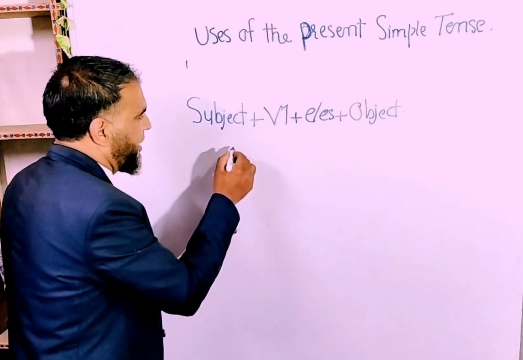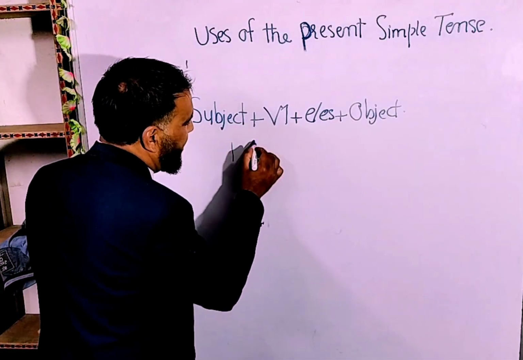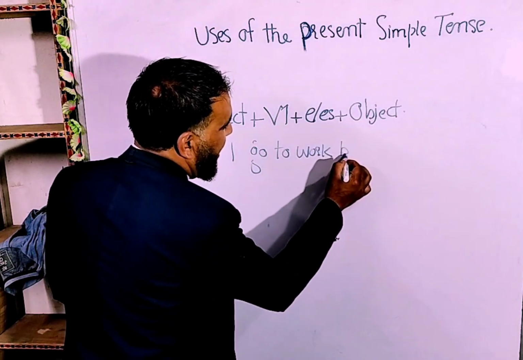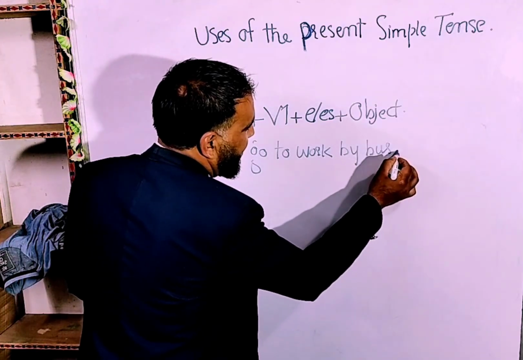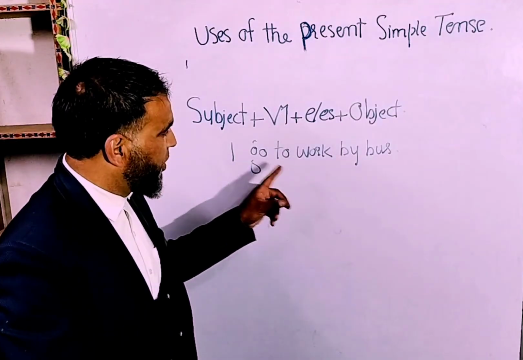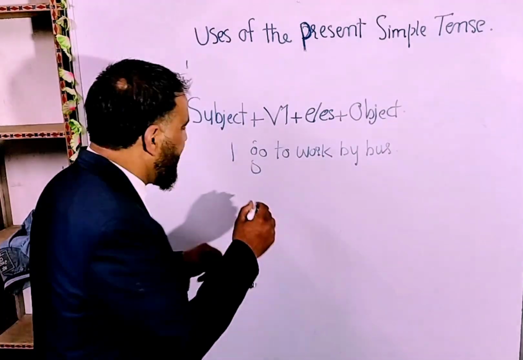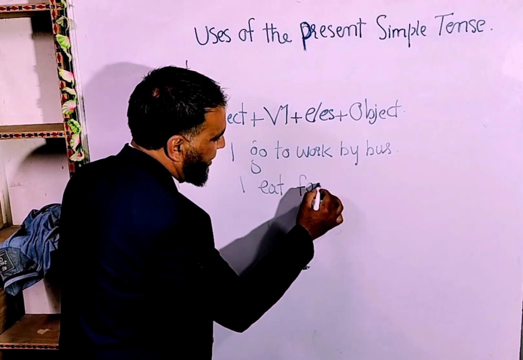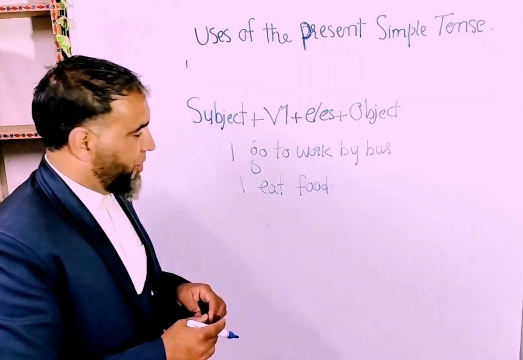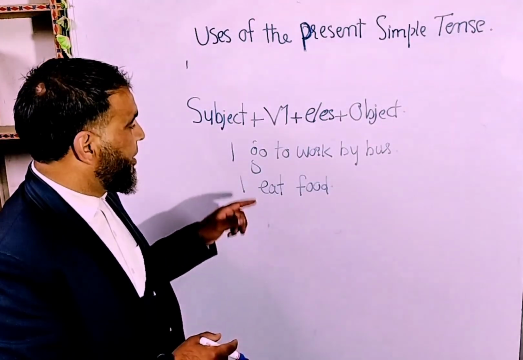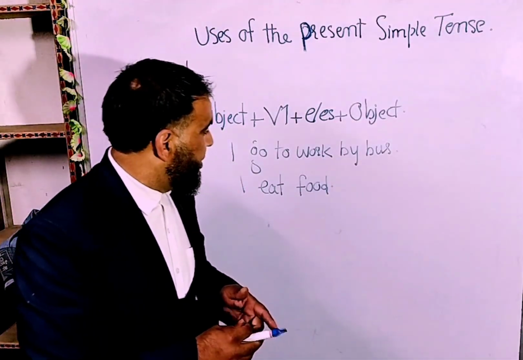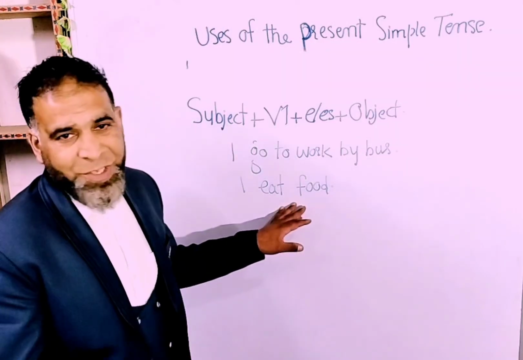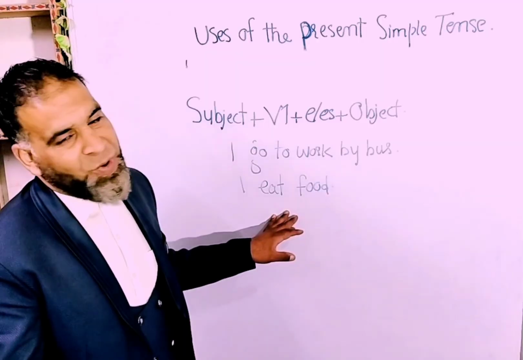For example, I'll write here, I go to work. I go to work by bus. I eat food. That's a very common example. You see, it's a plain sentence. It's a positive sentence. No negative, no question.